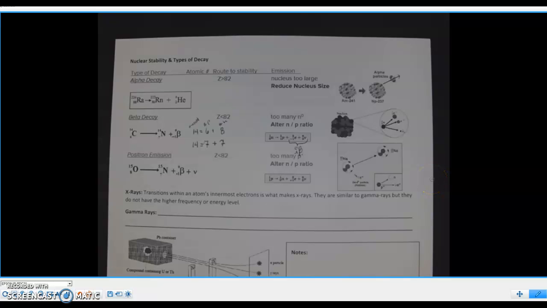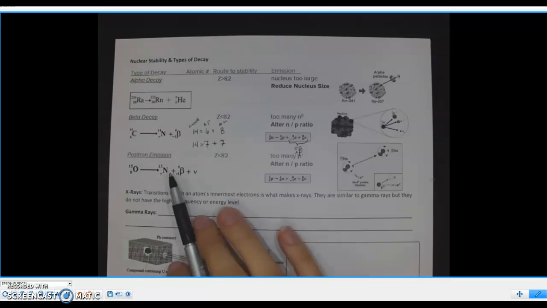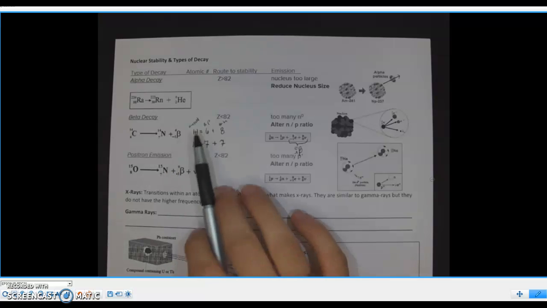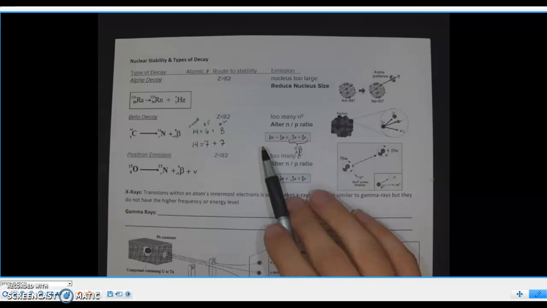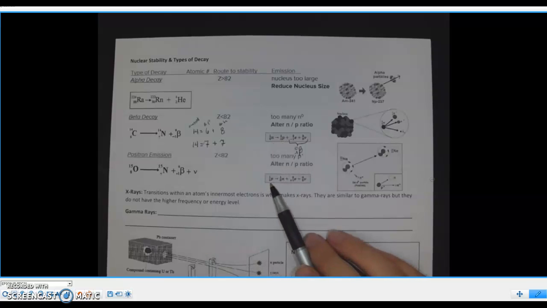Okay, let's continue talking about alpha decay and positron emission. So let's do positron emission first. This is very similar to beta decay, but instead of going from a neutron to a proton, we're going from a proton to a neutron.